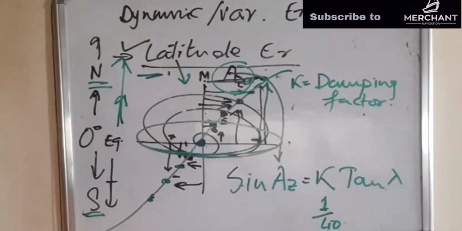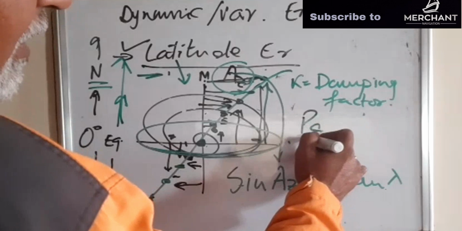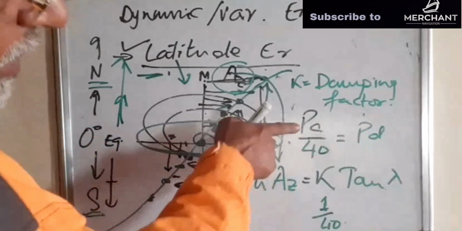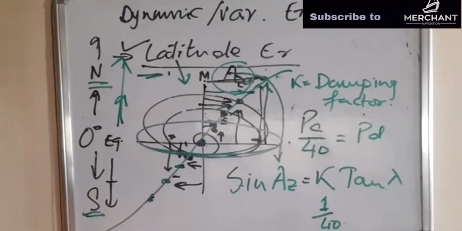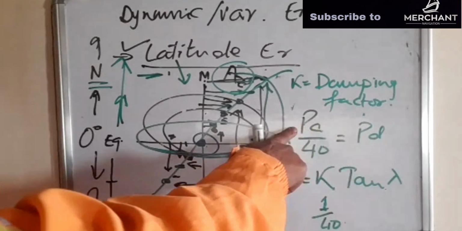Damping factor. Damping factor है क्या? तो PC by 40 is equal to PD. Damping is 1 by 40 of the PC. Remember कि damping is an opposing force. PD is an opposing force to PC. Is that right or not?